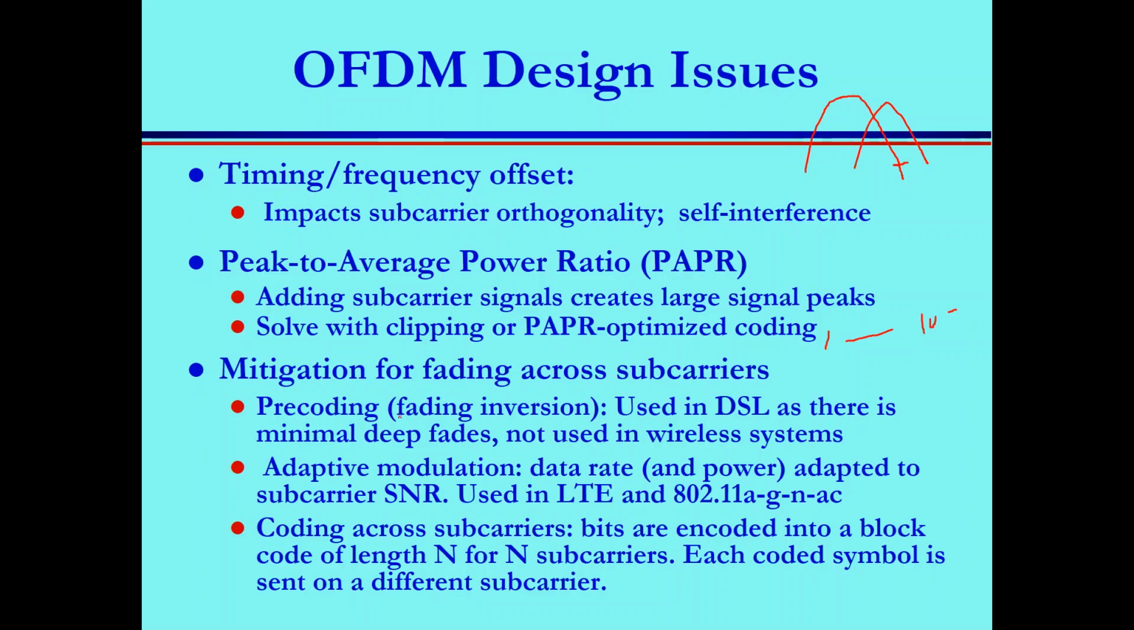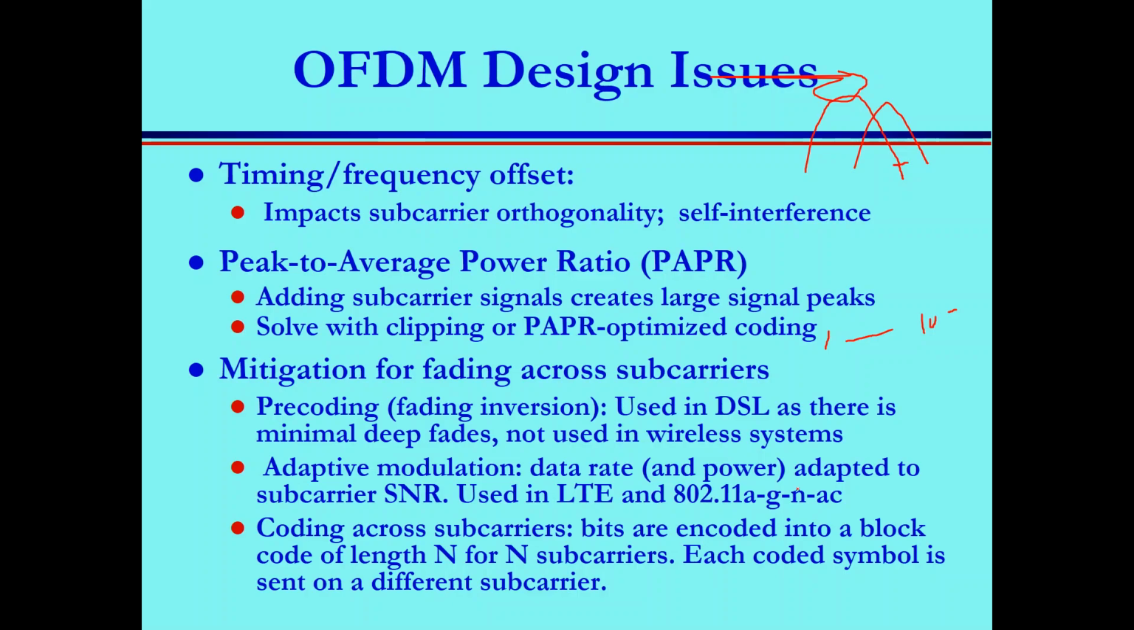Mitigation for fading across subcarriers. Now, although you avoid the intersymbol interference, you still need to mitigate the fading on each subcarrier. To do that, you either use precoding, fading inversion, which is used in DSL and VDSL, and you try to avoid the deep fades by not transmitting over them. Also, another way to avoid deep fades is to use adaptive modulation, as I explained in the previous lecture. You make your data rate or modulation order adaptive according to the channel situation.